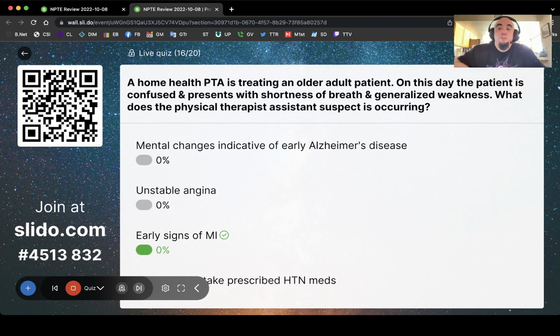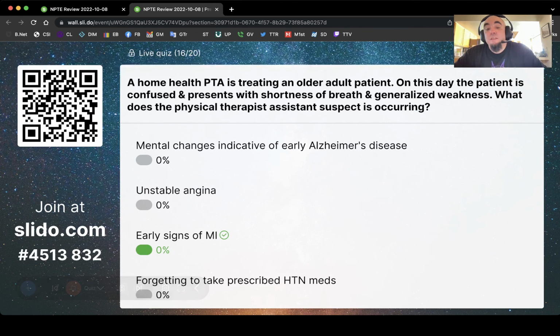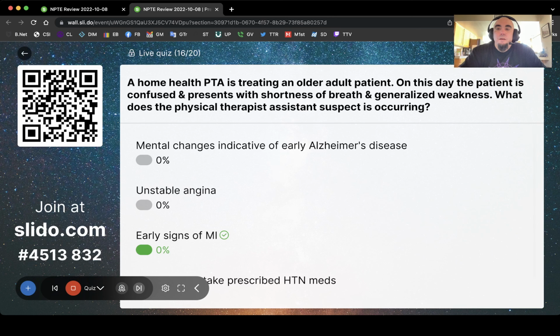Okay, so shortness of breath, generalized weakness is an early sign of MI. What else would you want to watch for? Any type of chest pain occurring, especially pain with just mild activity or at rest, right? Unstable angina, that's not necessarily a condition at that point. That means they're going into possible MI. So not taking the HTN meds is not necessarily going to cause that as well.